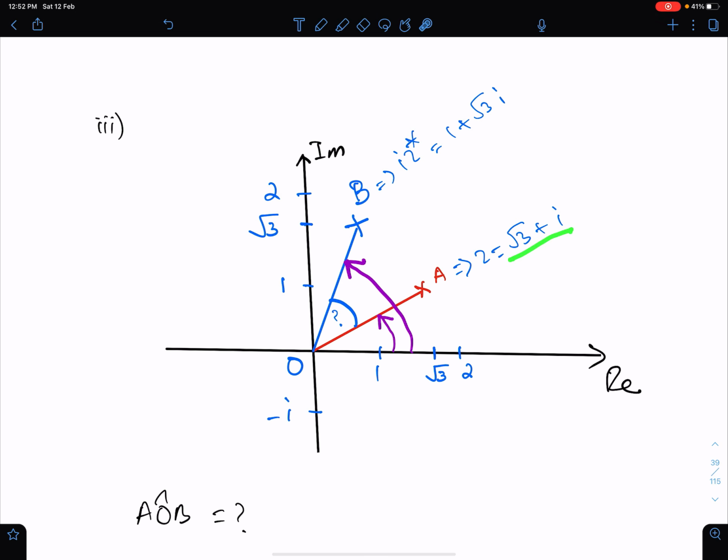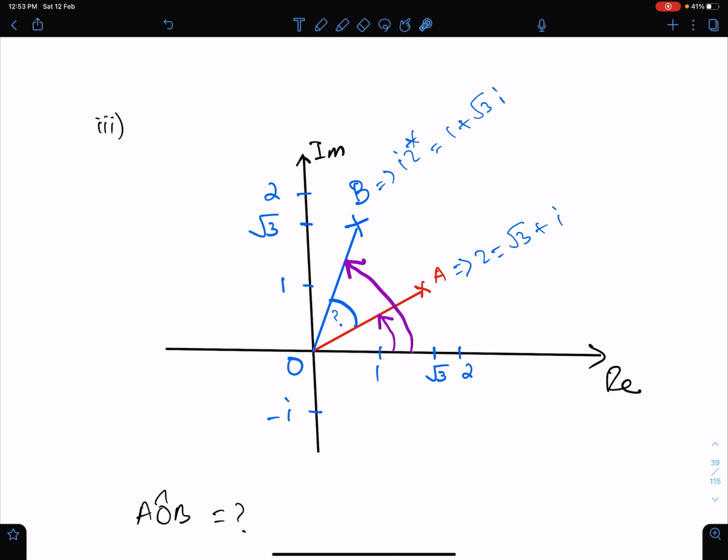This is root 3 plus i. This is an estimation: root 3 is approximately 1.7. And this is 1 plus root 3 i. So we need this angle. We have to prove this angle. And this angle should be argument B minus argument A. This angle is argument B minus argument A.